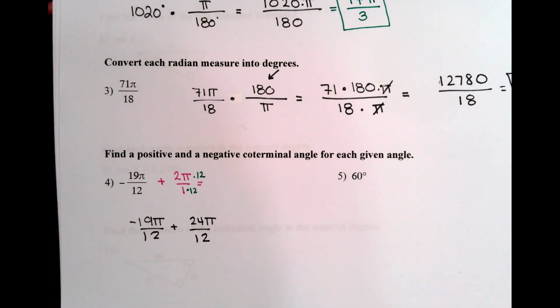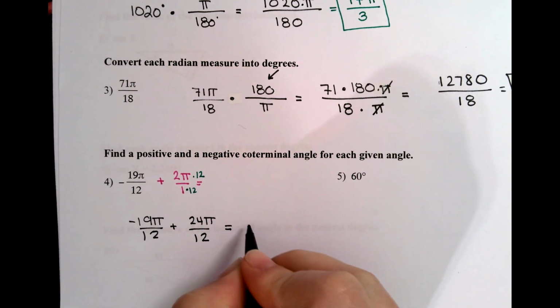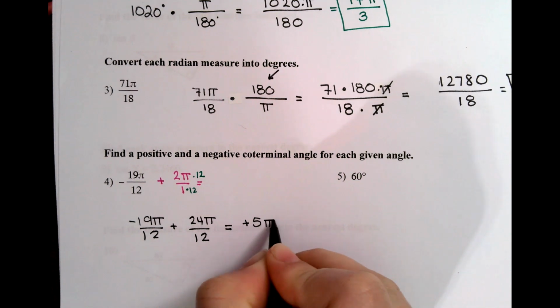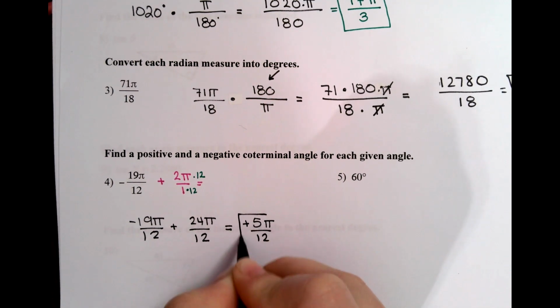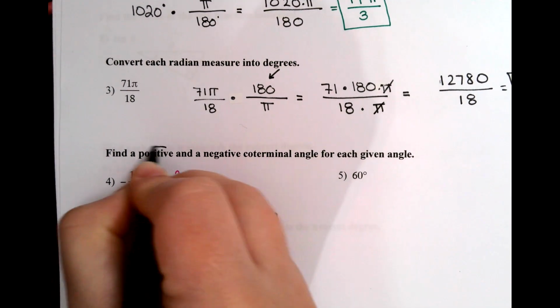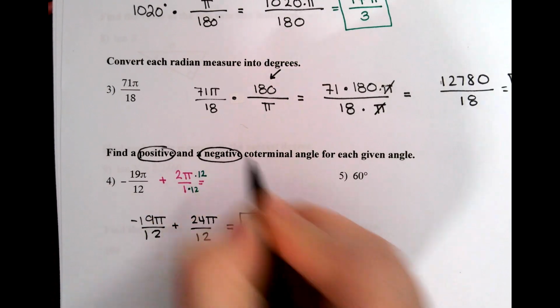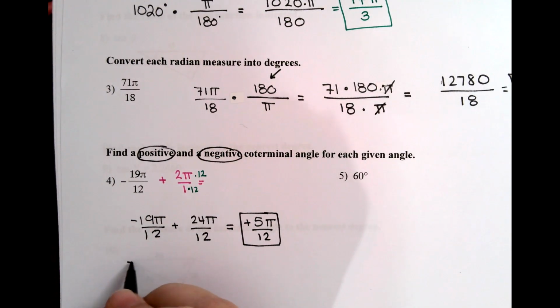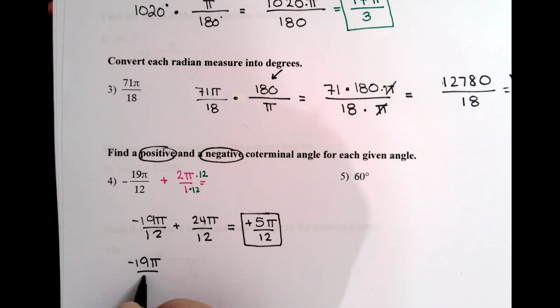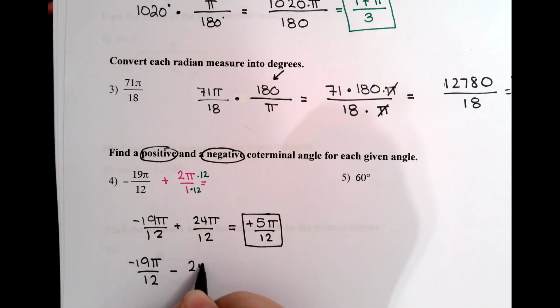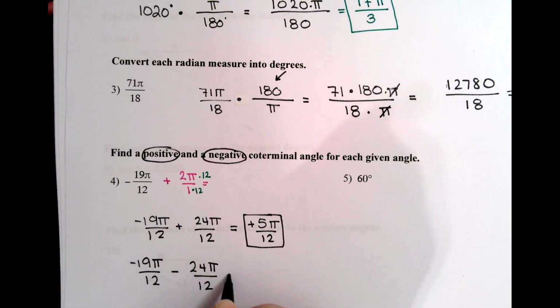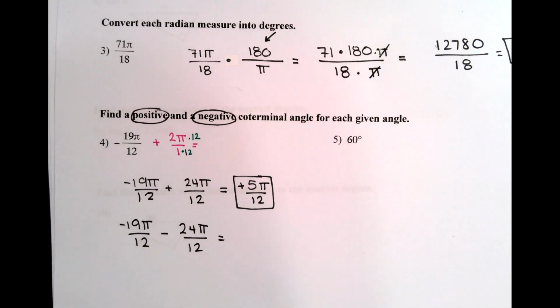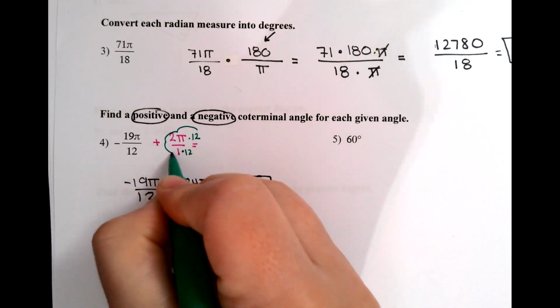So I'm going to go ahead and do this again, but this time I'm going to subtract a full cycle. Now I already know that a full cycle with the common denominator is going to be 24 pi 12ths. So that's what I'm using here. So negative 19 minus 24 is negative 43 pi 12ths.